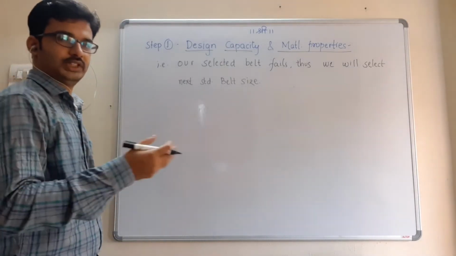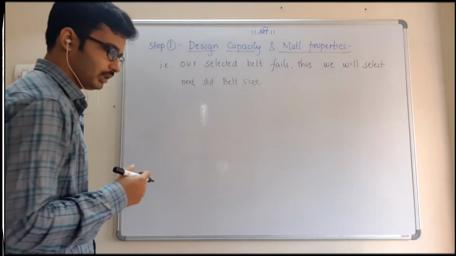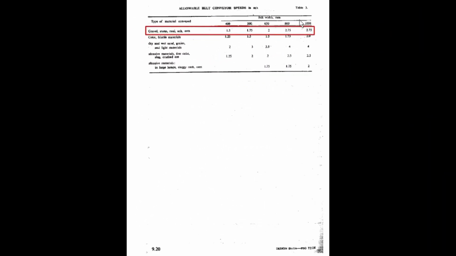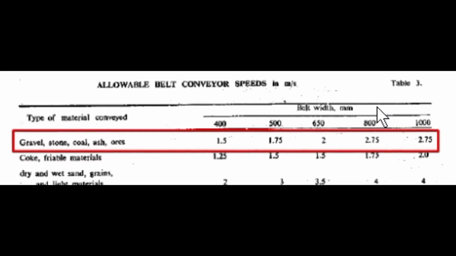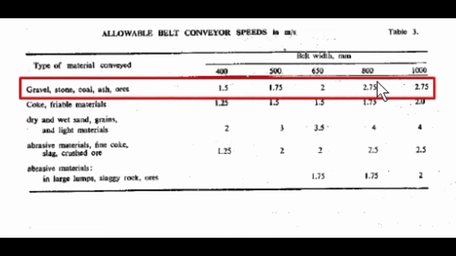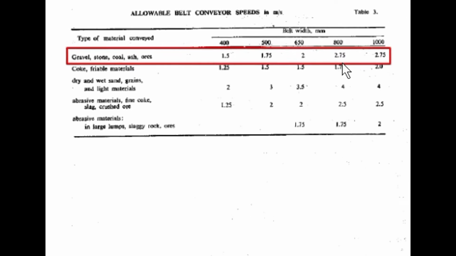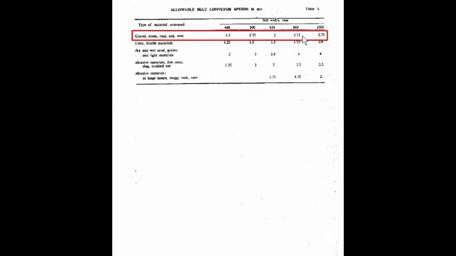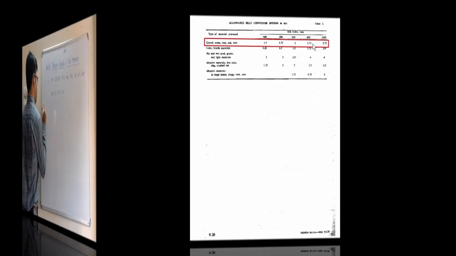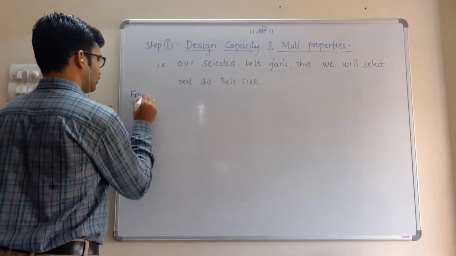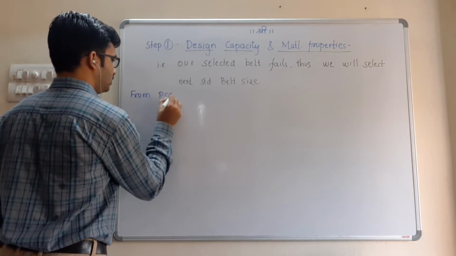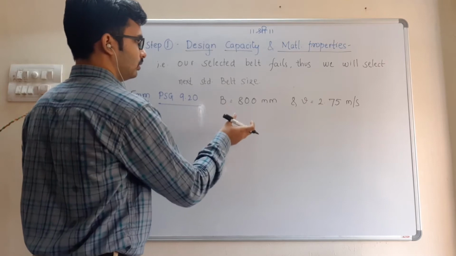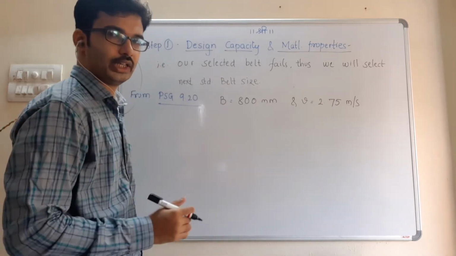Now after 650 mm, what is the belt size? Again we will refer to the data book. Here the next standard belt size is 800 mm, with the maximum allowable belt conveyor speed, that is velocity, of 2.75 meters per second, from PSG 9.20. Okay, now we will check these values again.